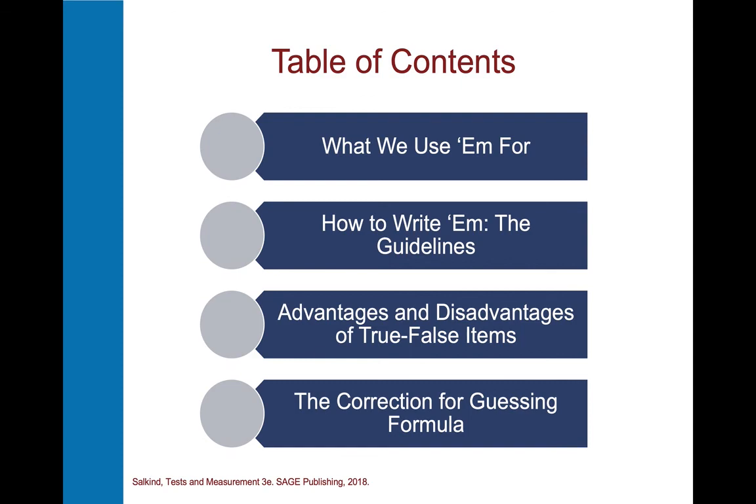So that's all we have for this chapter. We talked about what we use true/false items for, how to write them. There are 9 guidelines, the advantages and disadvantages, and the correction for guessing formula.